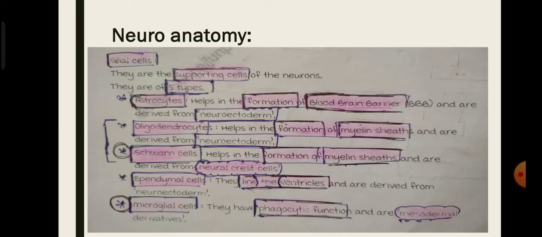Now, first of all, we are talking about glial cells. These are supporting cells of the neurons. There are five types: astrocytes, oligodendrocytes, Schwann cells, ependymal cells, and microglial cells.